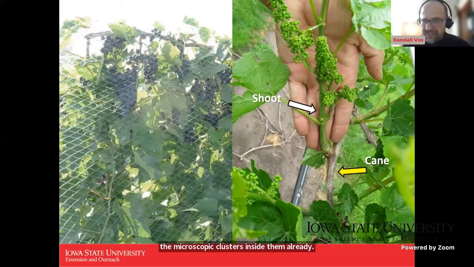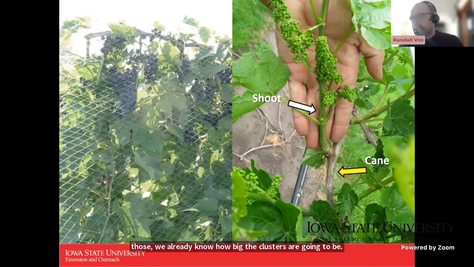So we already know how big the clusters are going to be next year if we could cut open and look at those buds. It's just that we don't know how many are going to be pollinated.